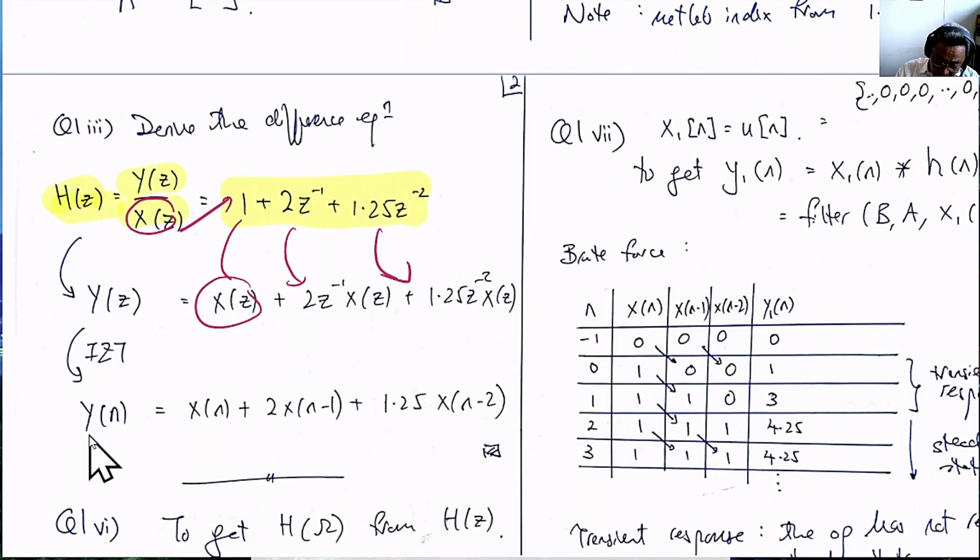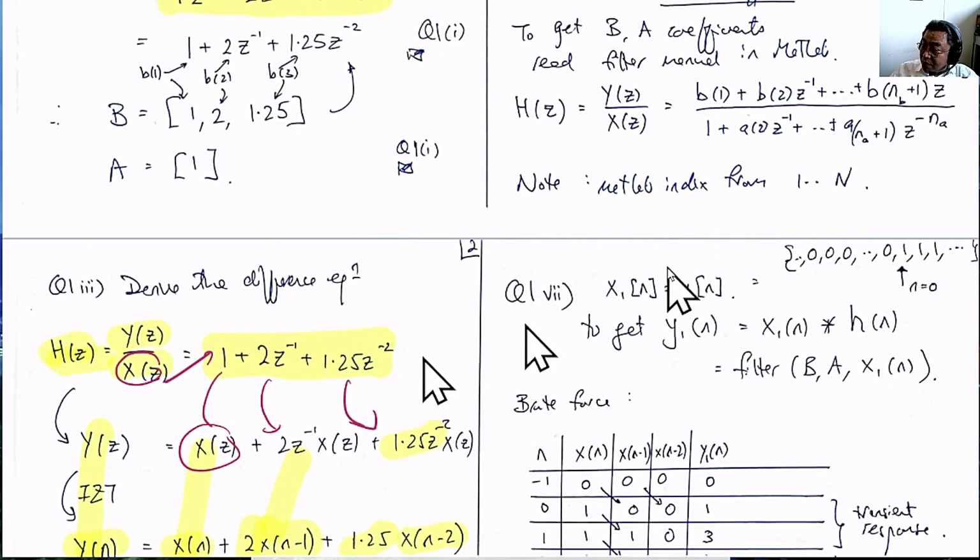The inverse z transform of Y(z) is nothing but y(n). This is easy. The inverse z transform of X(z) is x(n). 2 z^-1 X(z) is nothing but 2 x(n-1). And 1.25 z^-2 X(z) is nothing but 1.25, which is the coefficient, times x(n-2). So this expression over here is the difference equation. From this difference equation, I'm going to again show you how we get this MATLAB expression of B's and A.